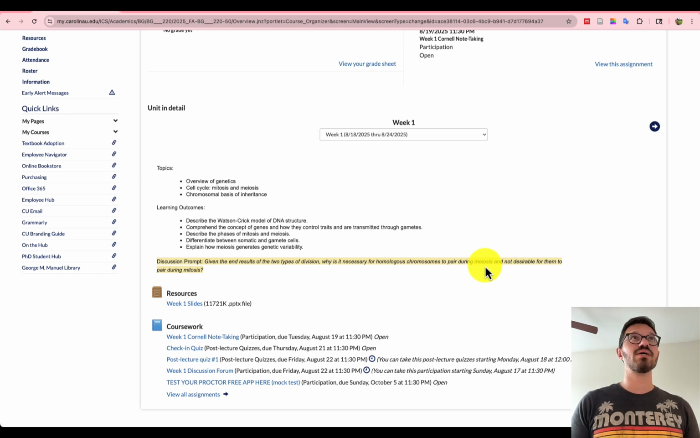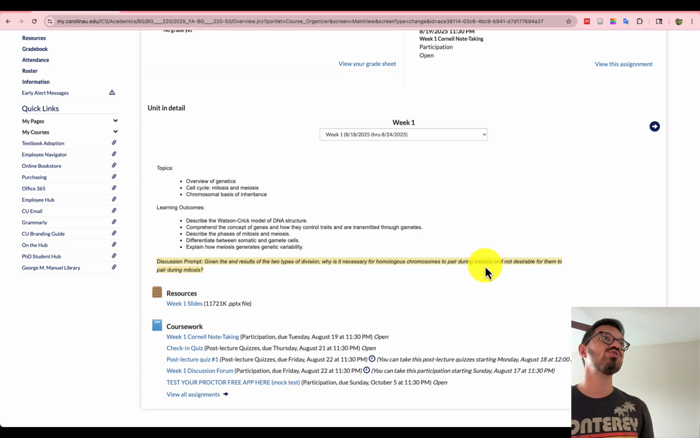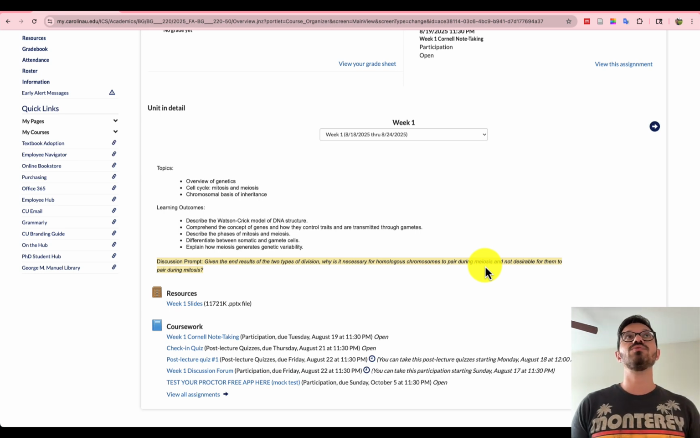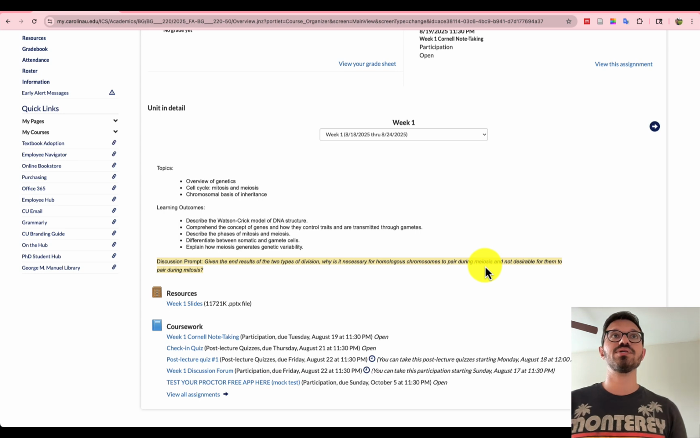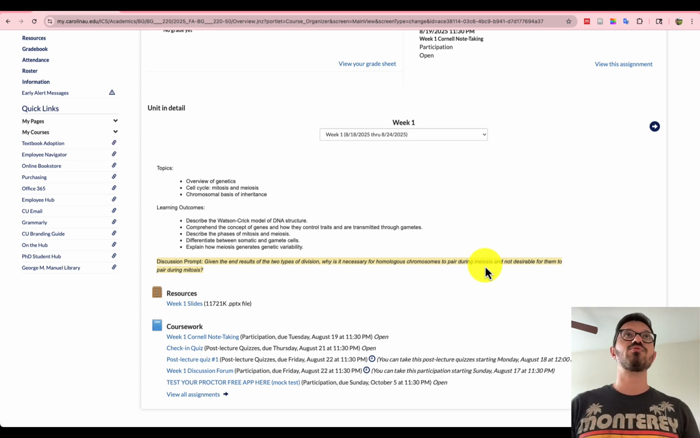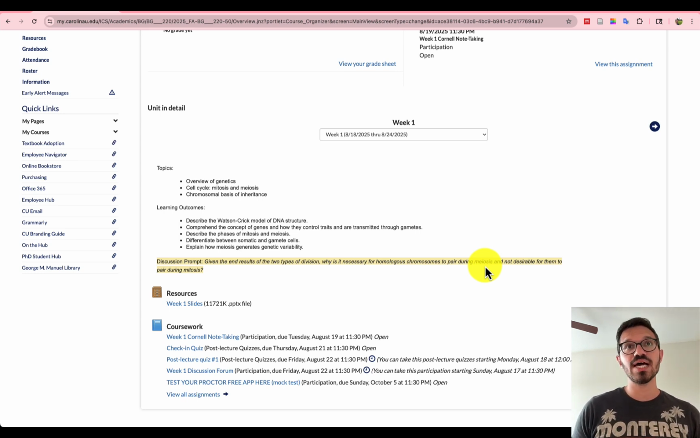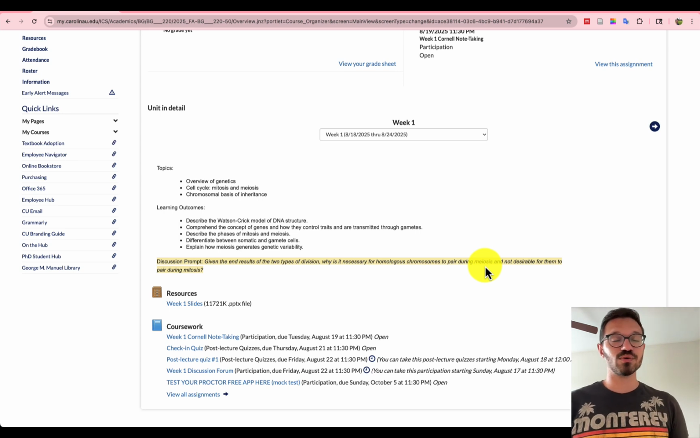Oh, professor, but my computer doesn't accept Proctor free, or my computer is too old. Well, the university has computers that you can use. I think the library has computers that you can use, and I am sure that Proctor free works on those computers. But in any case, if you can't do that, I am very sorry, but I am taking 10 points off of your exam. Okay, because I can't guarantee you're not using any of those cheating tools.